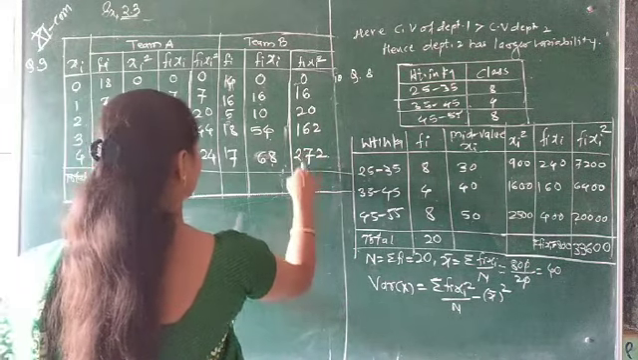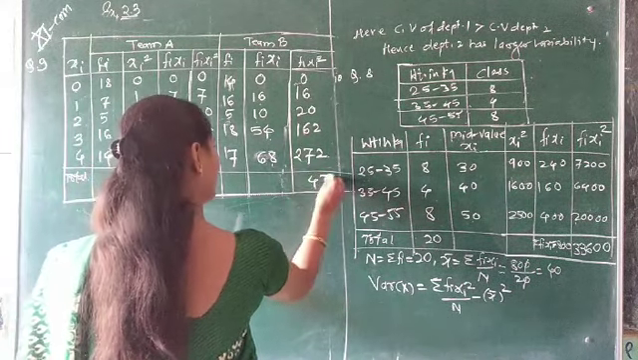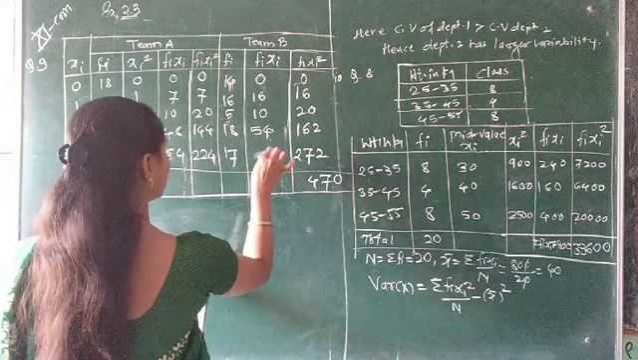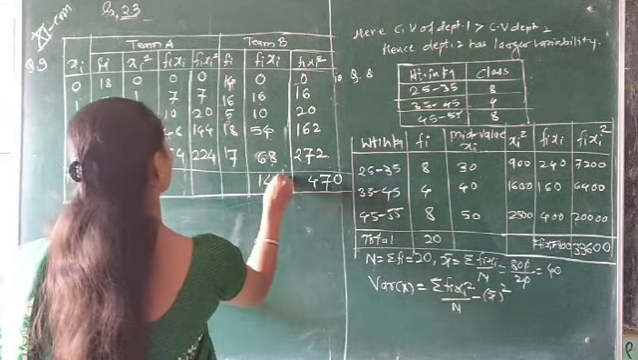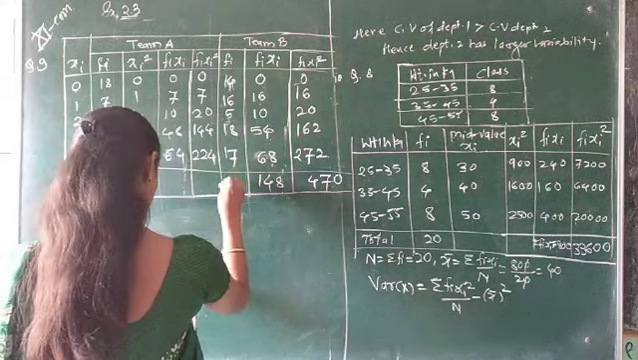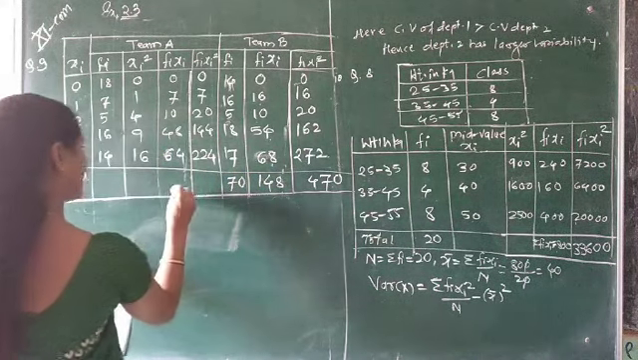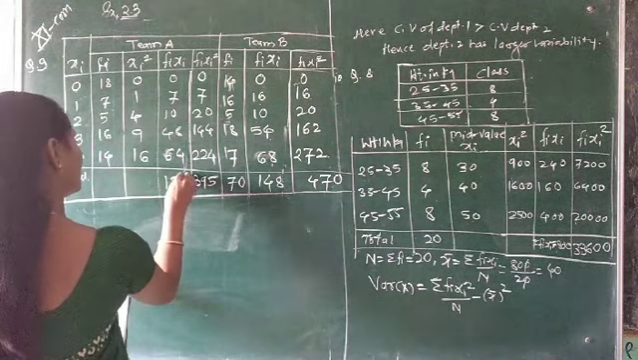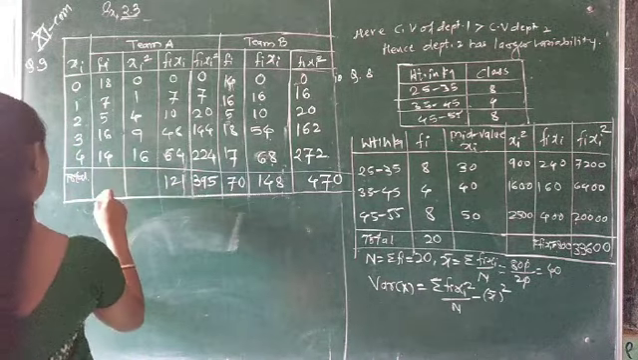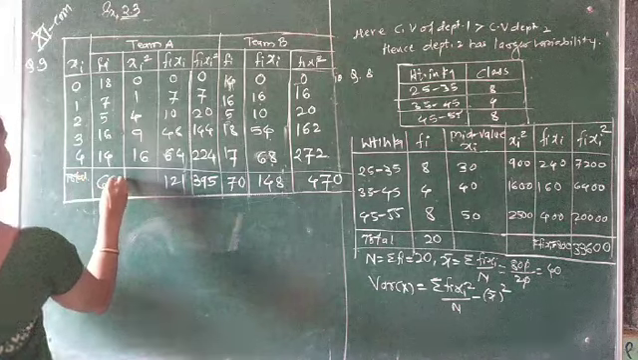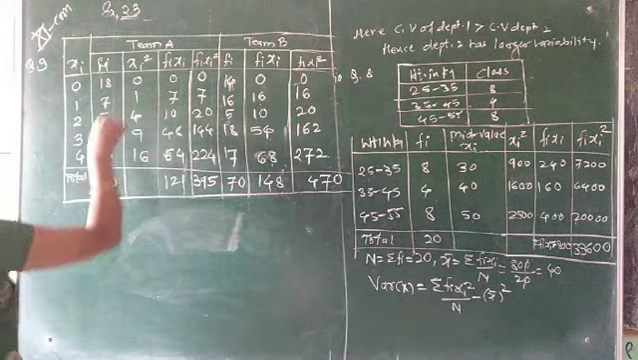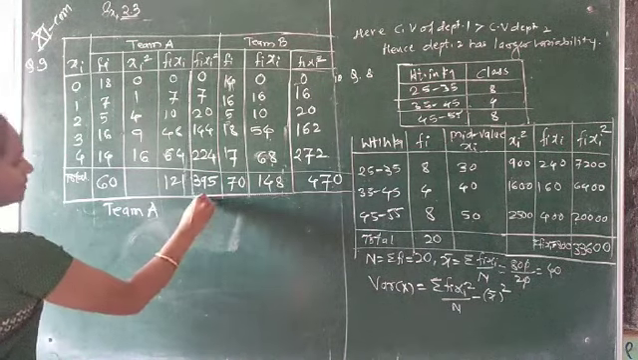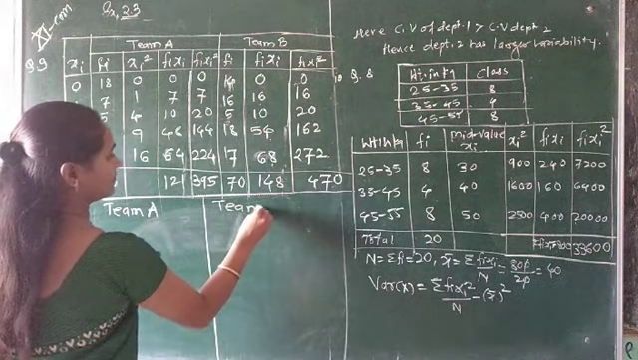Now take the summation of this. The first one is summation, that is 470, then summation fi xi. For finding the mean of team B, we have to find the summation, that is 148. Next total frequency for first, that is 70. Summation of fi xi is 121, and summation fi is 60. So from this, we take team A and here we take team B.